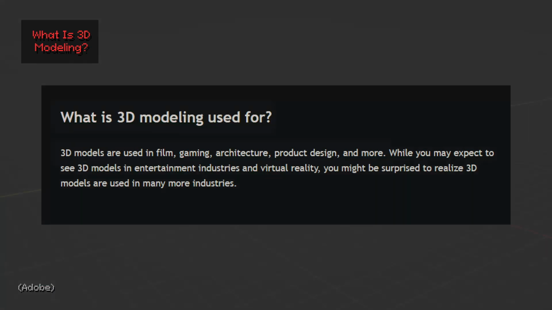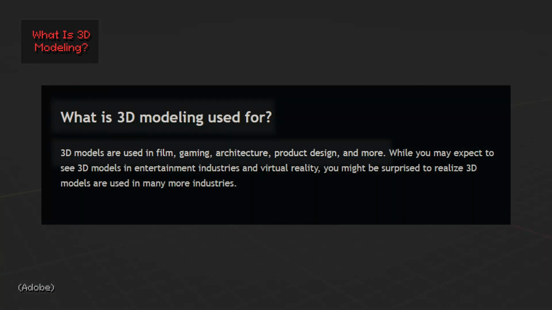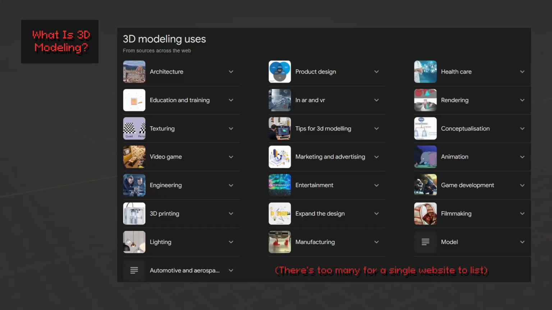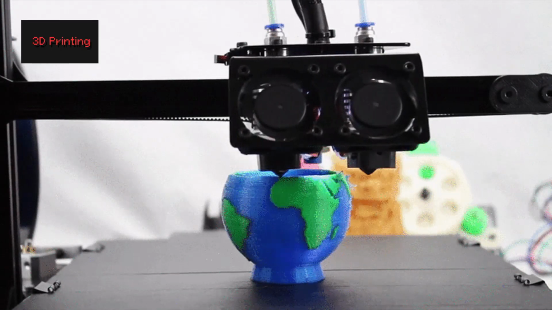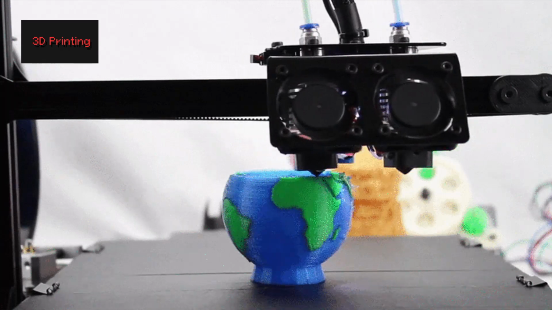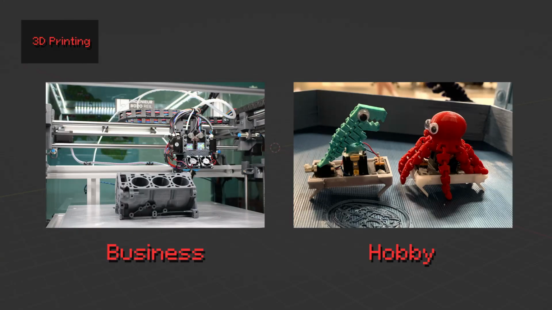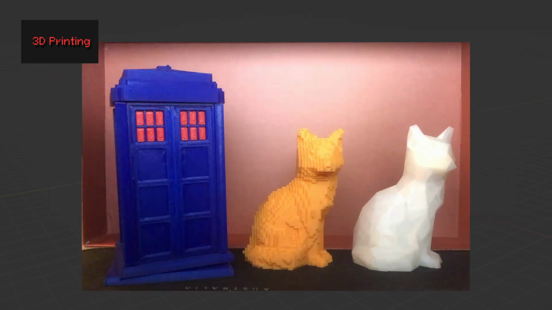These models can be used in films, gaming, architecture, product design, and more. Just a quick Google search can show you some of the more specialized things it can be used for. The most obvious use case that you've heard of is probably 3D printing. It's done both for business and for hobby purposes. I've personally 3D printed, and if you're interested in doing it, it's a great reason to get into 3D modeling.